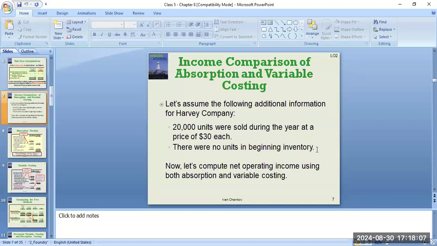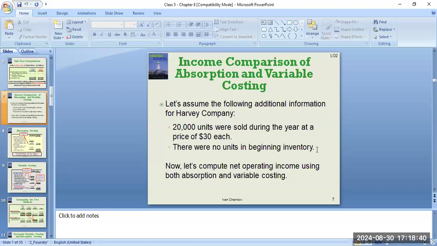So let's assume now that this company is producing 25,000, but they sold only 20,000. And this is the first year of operation. They have no beginning inventory. So they produced 25, they sold only 20. So the ending inventory at this point, we can easily calculate it. That's 5,000 units of ending inventory.